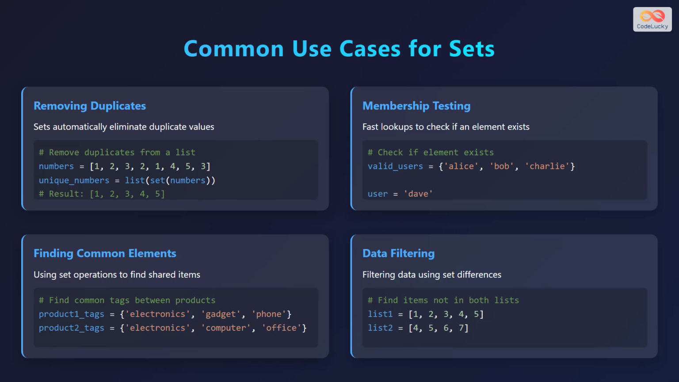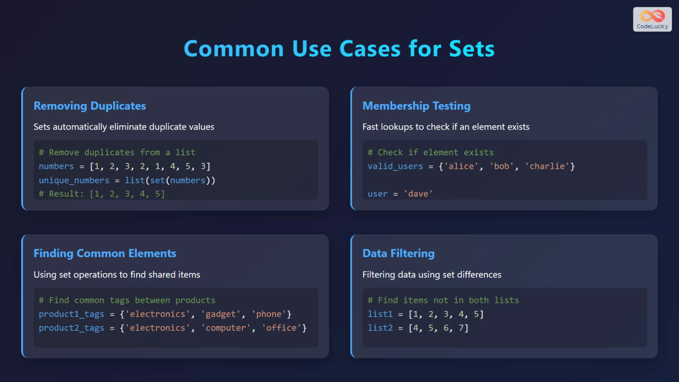Here are some common use cases for sets in Python. First, sets can be used for removing duplicates from a list. Sets automatically eliminate duplicate values. For example, numbers = [1, 2, 3, 2, 1, 4, 5, 3], unique_numbers = list(set(numbers)).